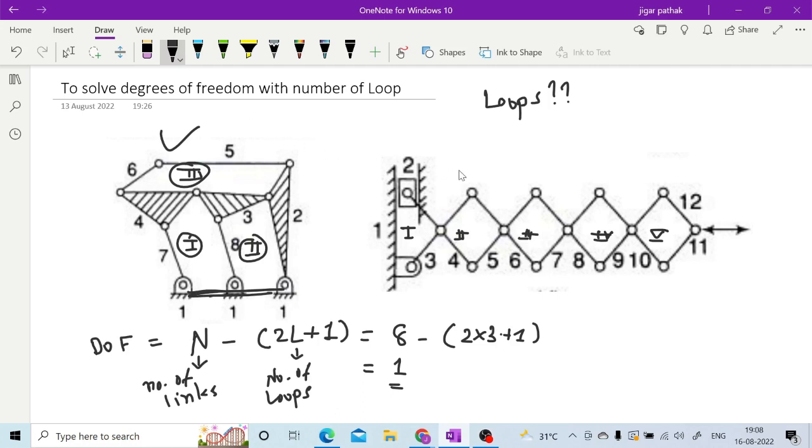Okay, so here in the second one, the number of loops is 5, so the degree of freedom for the second one will be number of links minus 2l plus 1, right? So here the number of links is 12, minus 2 into the number of loops, 5, plus 1. So here also your answer will be a degree of freedom of 1. This particular equation can be justified when you are given this kind of mechanism.